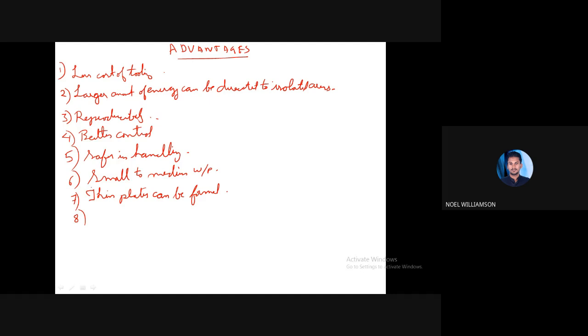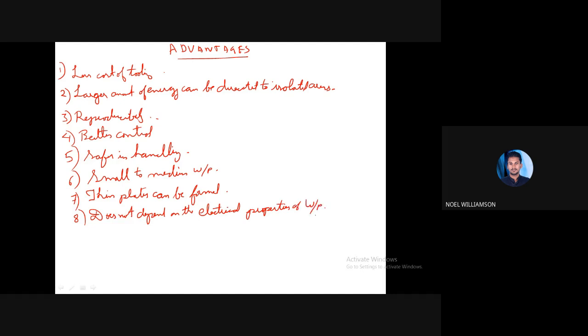Next, finally, it does not depend on the electrical properties of the workpiece material. Whether it is conducting or not, it is not an issue. So this total process does not depend on the electrical properties of the workpiece.